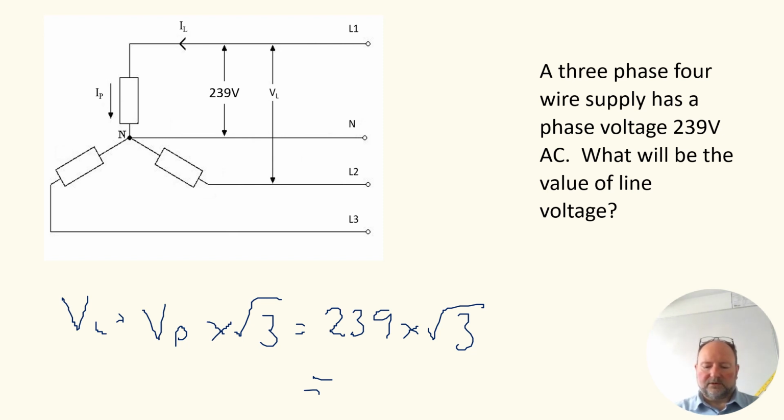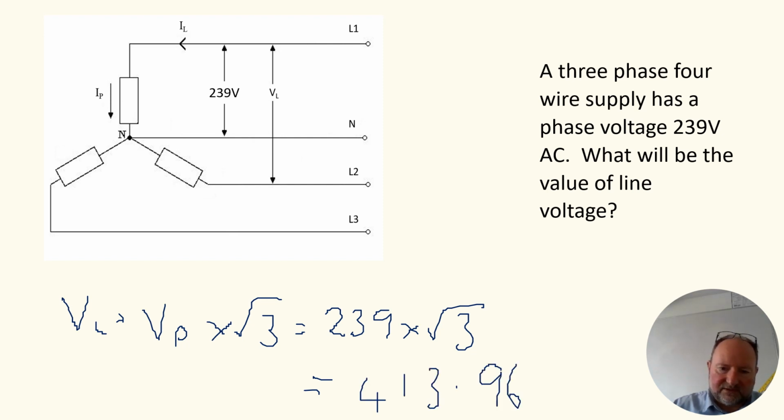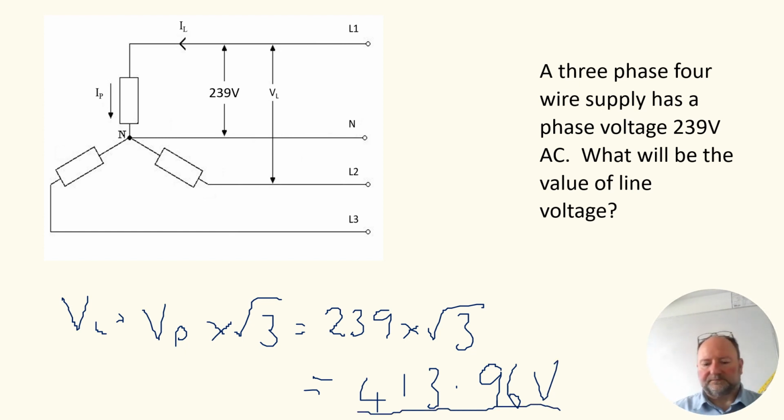So 239 times square root of 3. I make that, hopefully you're following along with your calculator and your pen and pencil, which is what I would advise you to do. I make that 413.96 volts. Underline your answer, of course.